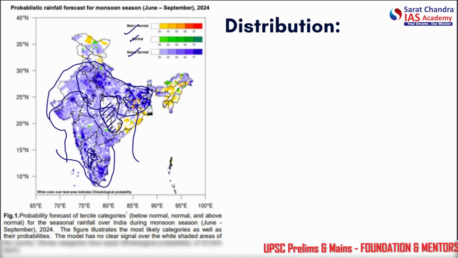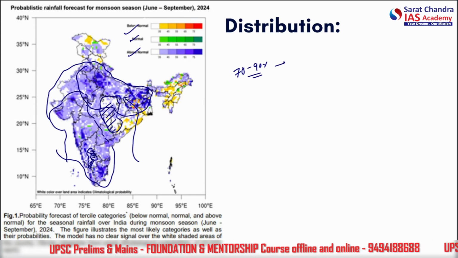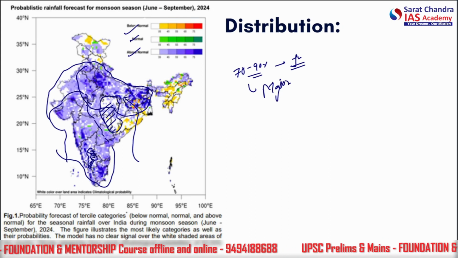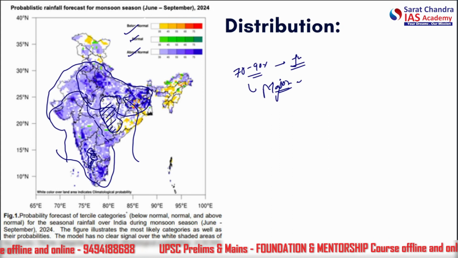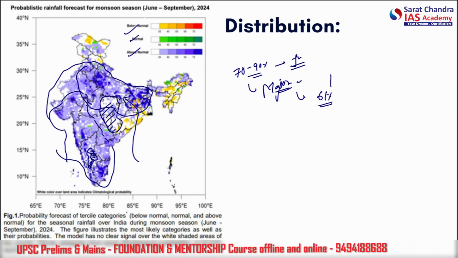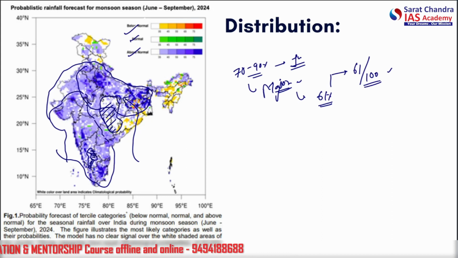All right, so what we see here is that India receives 70 to 90% of its annual rainfall in the 4 months of June to September. That means the southwest monsoon is the major rain delivering event in India. And a normal and well distributed monsoon is crucial for 61% of Indian farmers. That means 61% of Indian farmers are still completely dependent on rain-fed irrigation, dependent on rain for practicing agriculture. And the monsoon has a direct impact on the Indian economy as well.